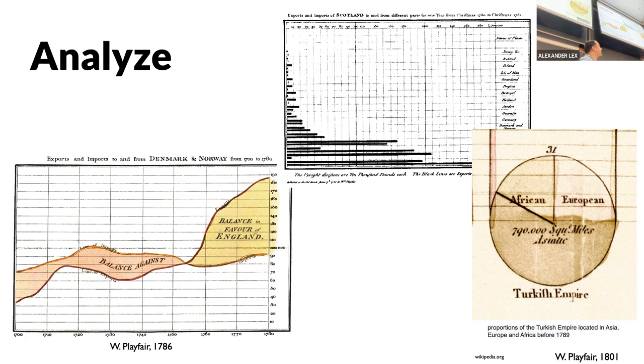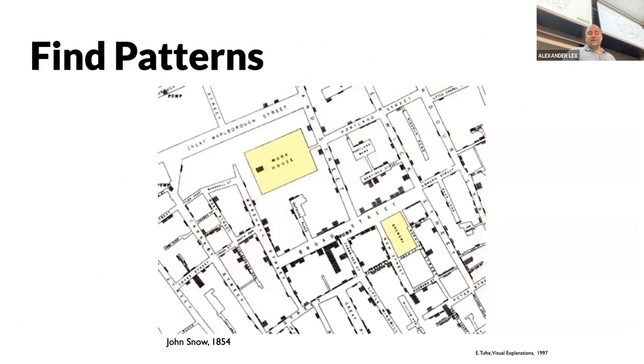And then we have here an example of an early pie chart that shows us the proportion of the Turkish Empire, which still now, as then, is partially in Asia as it is in Europe. And this pie chart shows us the proportion of the Turkish Empire back then in Europe and the proportion in Asia. So this is one of the earliest pie charts that we are aware of.